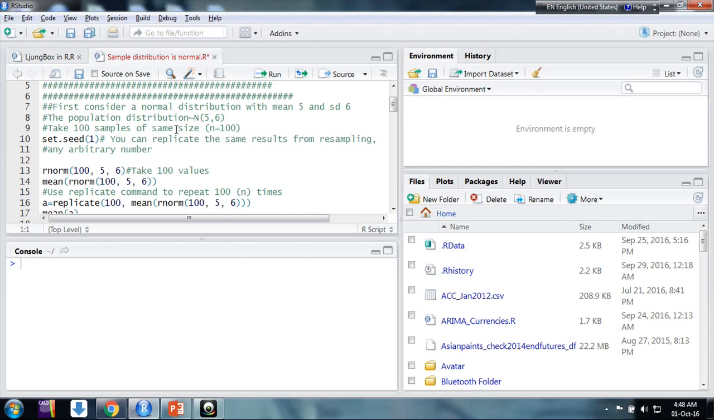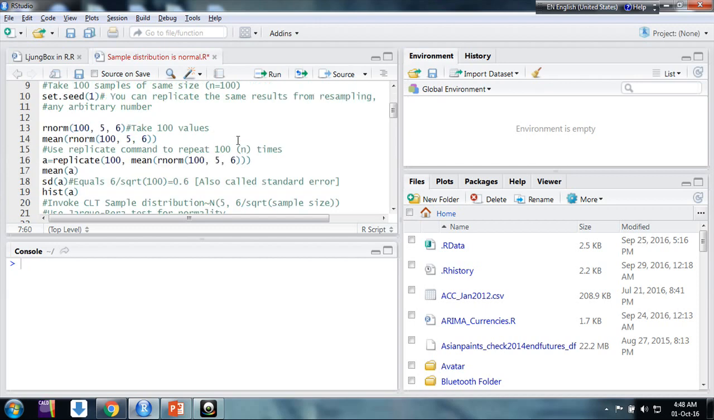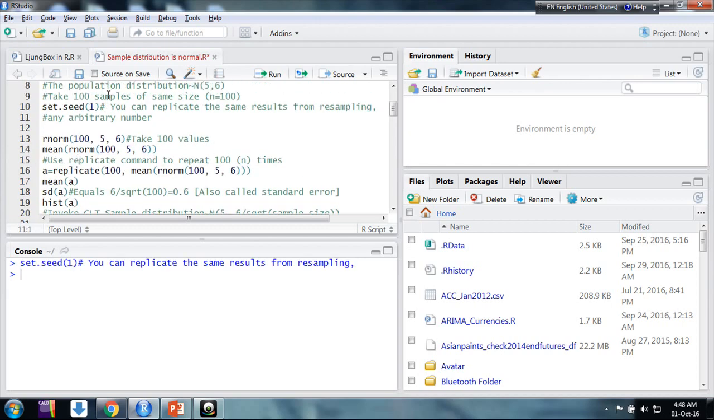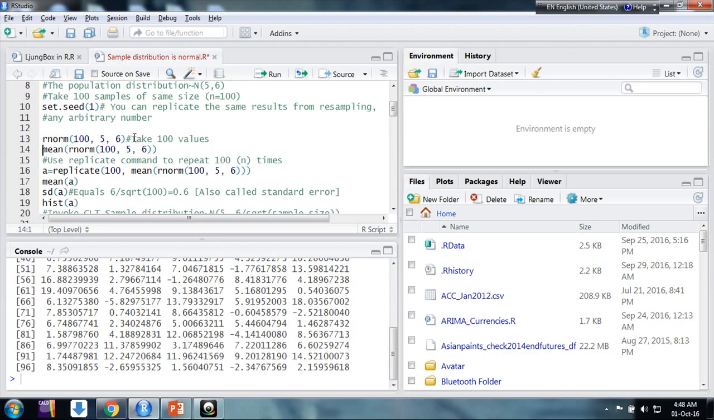So here I will first start with a normal distribution having mean 5 and standard deviation 6. I'm setting seed 1 for replication purposes, so you can also replicate my results. I'm generating 100 random normal observations with mean 5 and standard deviation 6, and this is the mean of that.